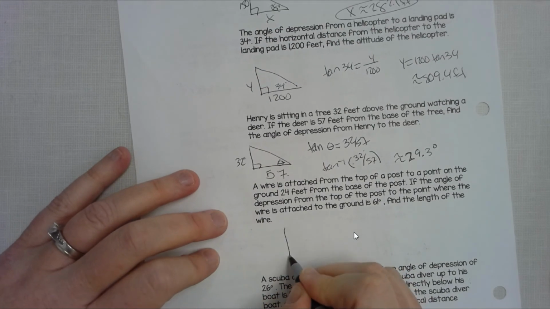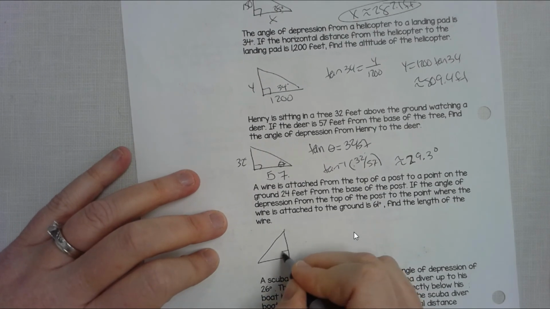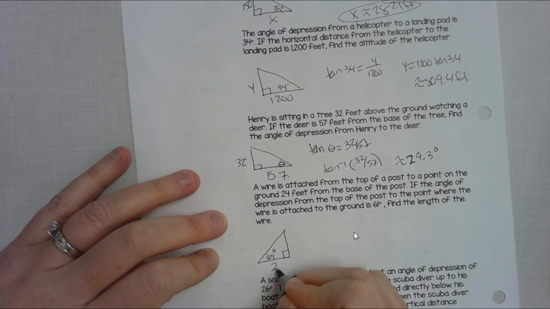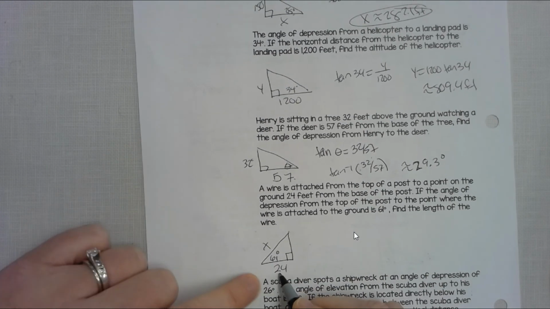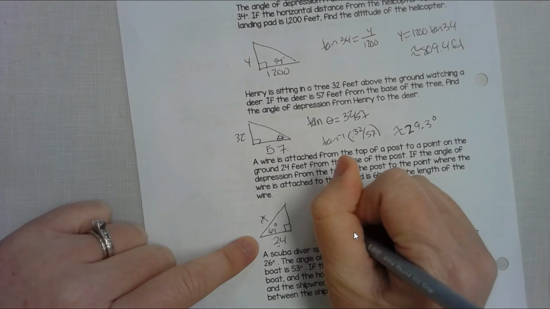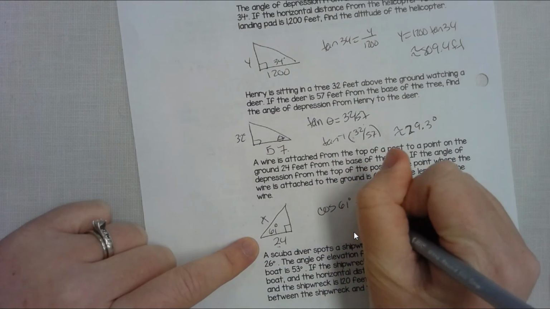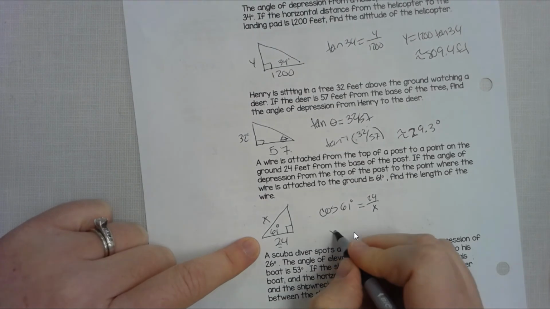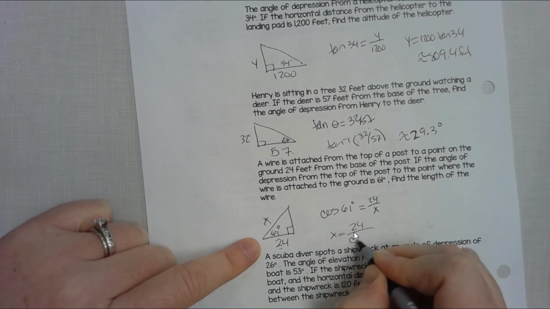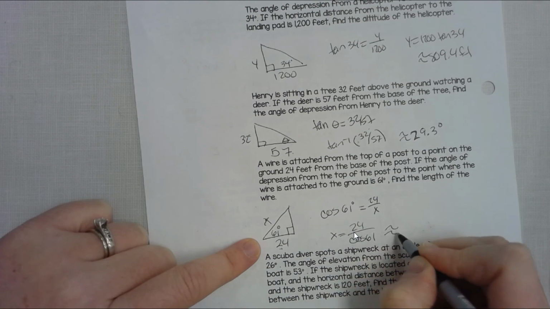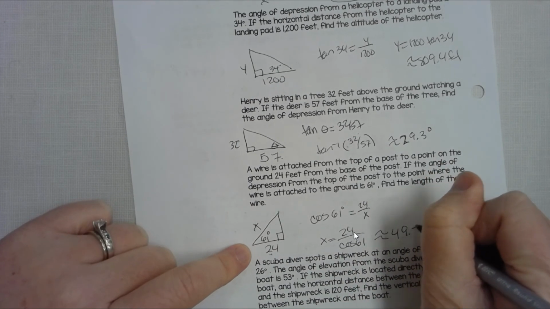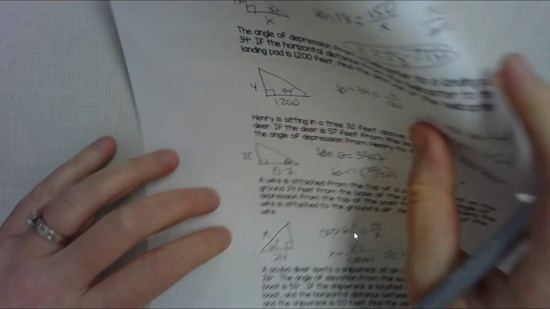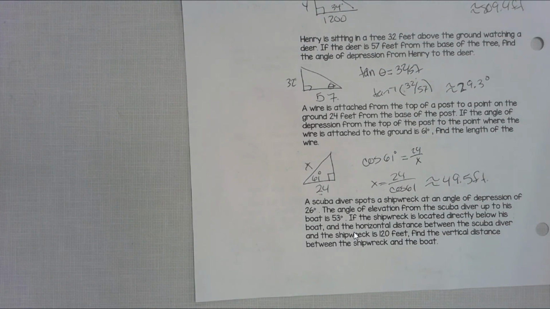Last one down here. So this time I'm going to give an A and H, so I'm going to do cosine. X is on bottom, so it makes it a division problem. All right, go ahead and pause and read your last question.